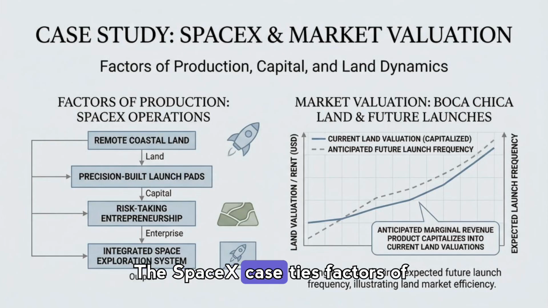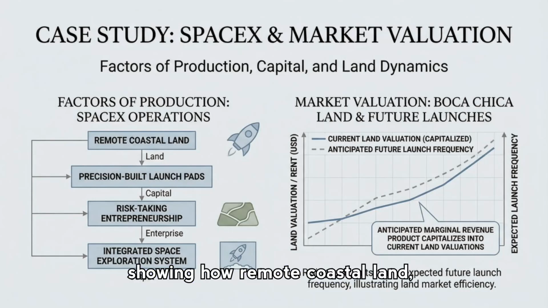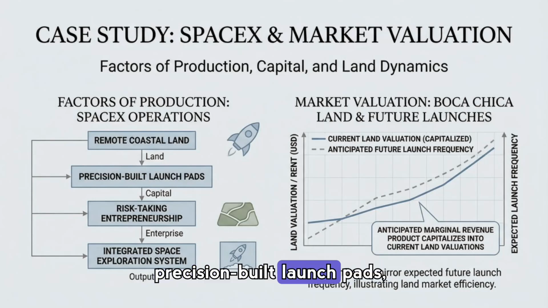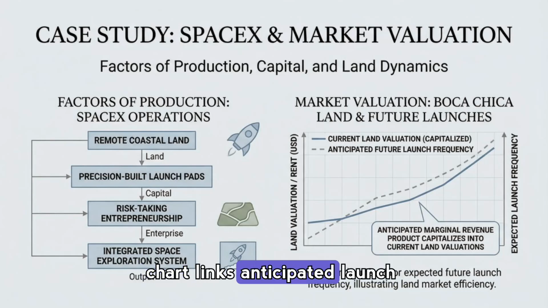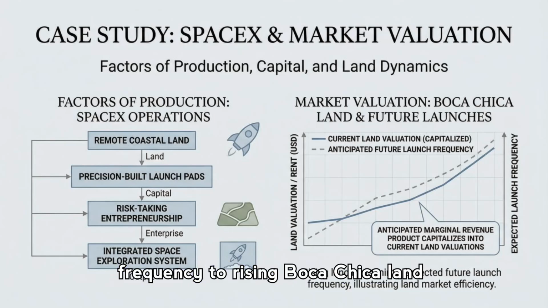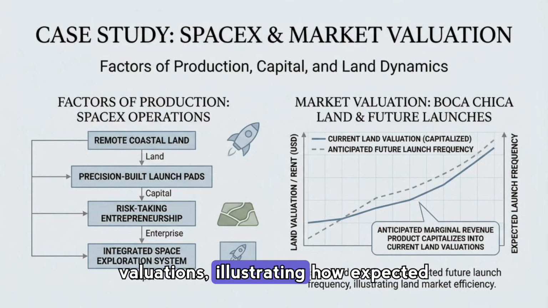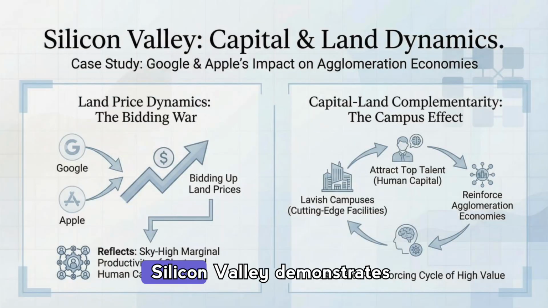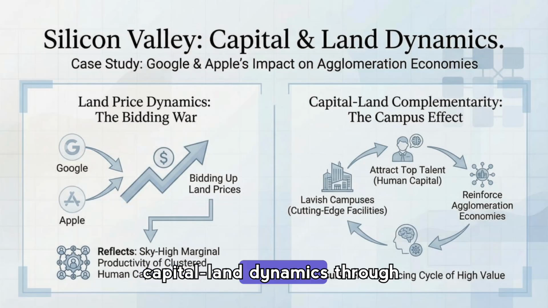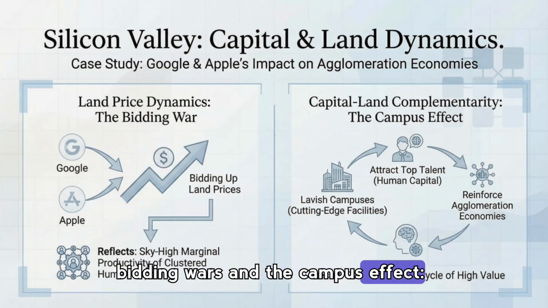The SpaceX case ties factors of production to market valuation, showing how remote coastal land, precision-built launch pads, entrepreneurship, and integrated systems create output value. The chart links anticipated launch frequency to rising Boca Chica land valuations, illustrating how expected future revenue capitalizes into current rents.